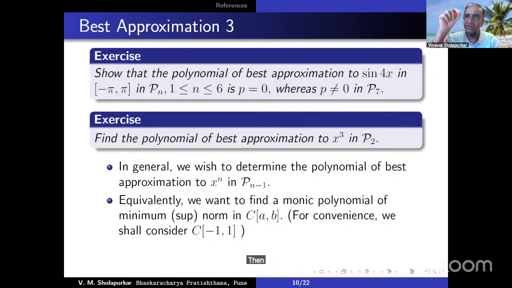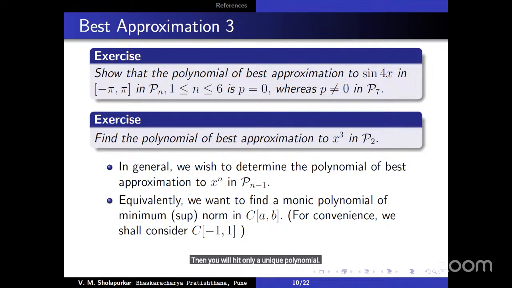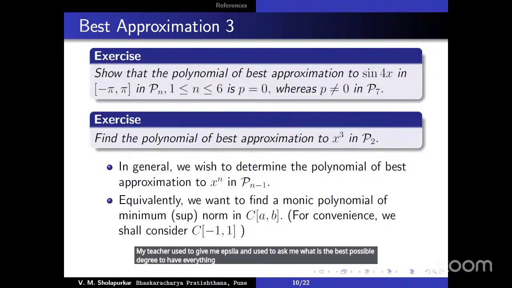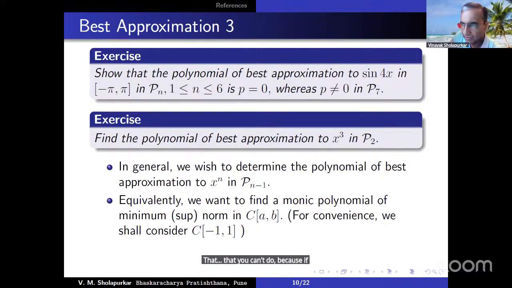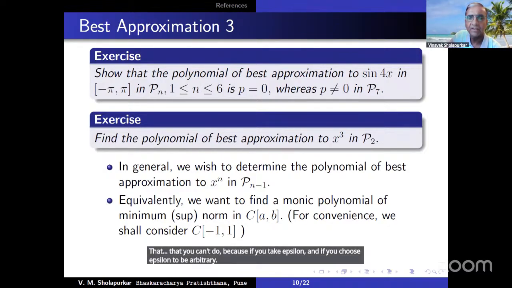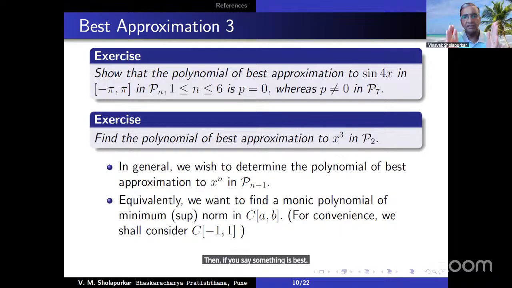Then you will hit only a unique polynomial. Okay, so basically, when I was doing numerical methods, my teacher used to give me epsilon and ask me what is the best possible degree to have everything under the margin of epsilon. That you can't do, because if you say something is best, then the difference between f and p will be some positive number. But you can have epsilon still smaller than that. So you will get a polynomial at a lesser distance from what you have already found. So you can do this best possible business only if you fix the degree.